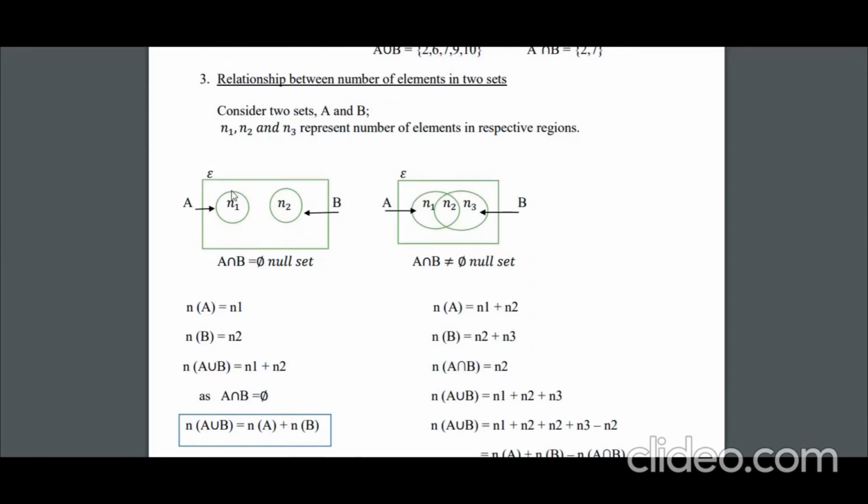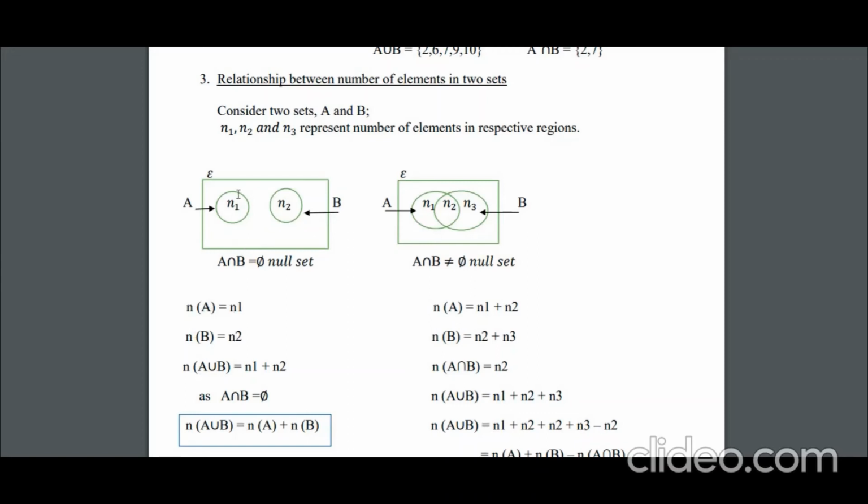So if there are two sets which do not have common elements, let's say the number of elements in this one is n1 and the number of elements in the other is n2. It could be any number. So as we can see, A intersection B is a null set. There are no common elements to both. So the number of elements in set A, this is how you read it, is n1. Number of elements in set B, n2.